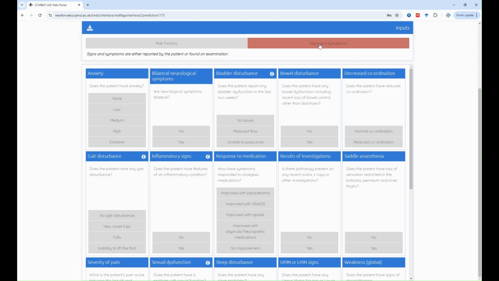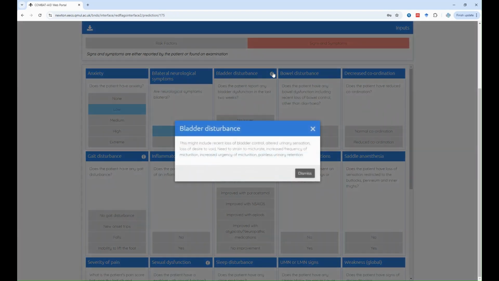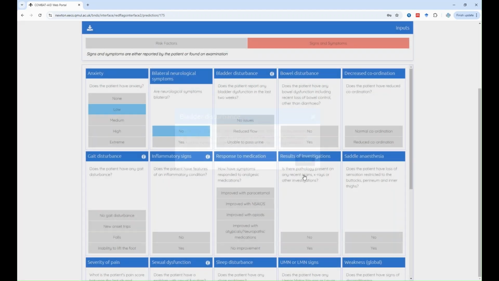You don't have to answer all of the questions, you can choose which ones are relevant to you. Once you're done with risk factors, you can move on to signs and symptoms, again asking the patient what they've been experiencing. If there's anything you're unsure about, there's an information box by a lot of the questions that gives you a little bit more information about what that question is looking for.